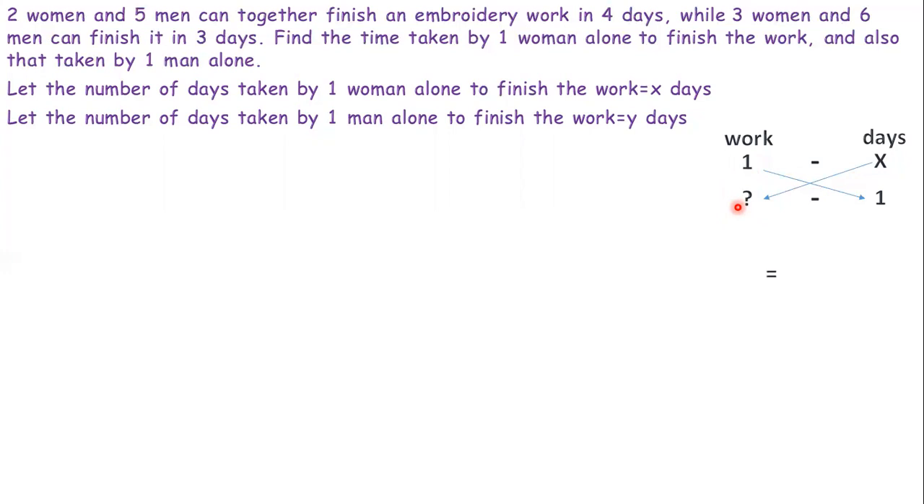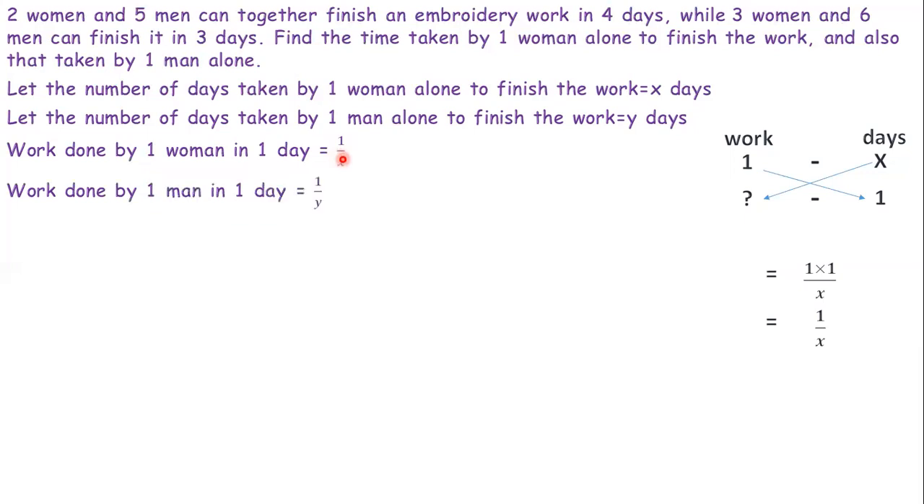So the work done by one woman in one day is 1 into 1 by x, that is 1 by x. So the work done by one woman in one day is equal to 1 by x. In the same way, the work done by one man in one day is equal to 1 by y. One man is taking y days. So the work done by one man in one day is 1 by y.